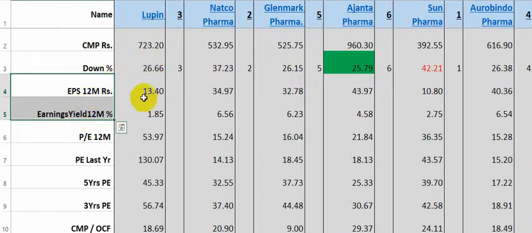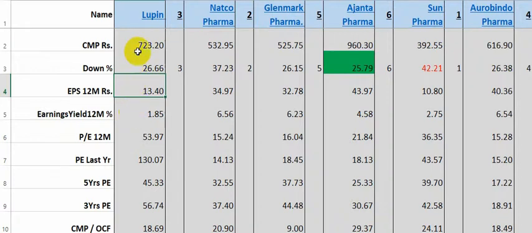Lupin's earning per share is 13 rupees per share, that is on a price of 723 rupees. It has earned 13 rupees in the recent 12 months, and the yield, that is on 723 earning 13 rupees, works out to 1.85%. So that is the yield. Now just looking at the EPS as a standalone figure, investors or we wouldn't be able to understand whether that number is high or low. So just because a company is earning 13 rupees per share does not mean it's bad, or a company earning 40 rupees is a good company.